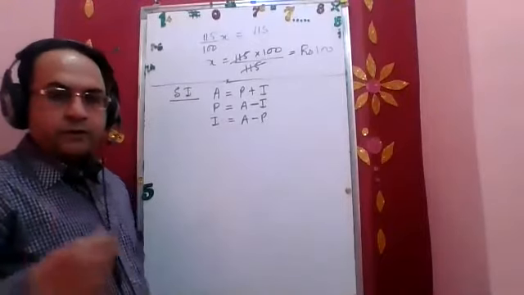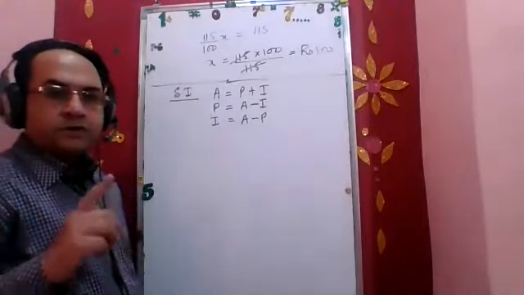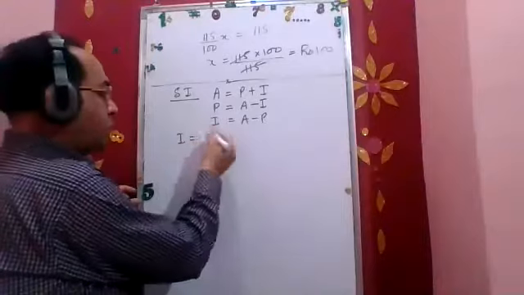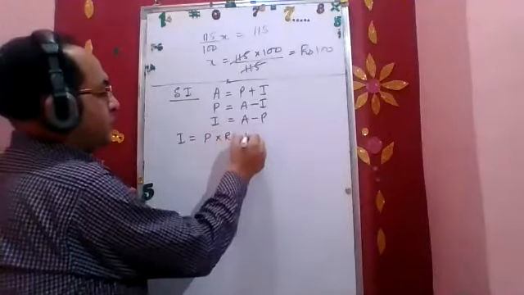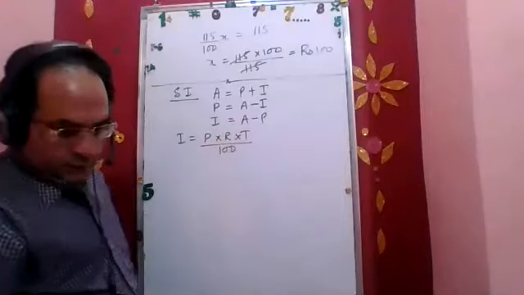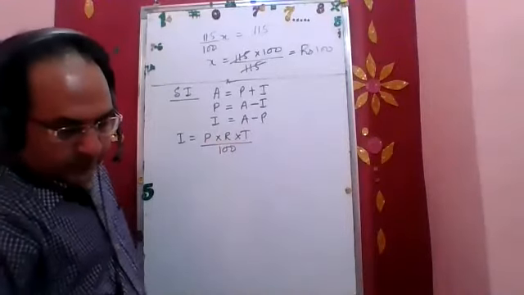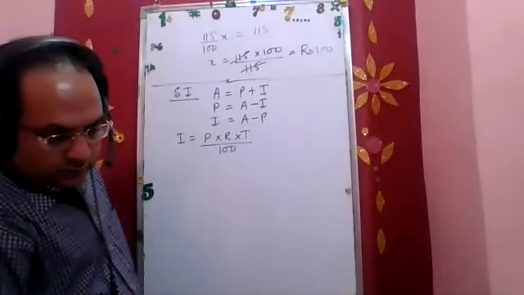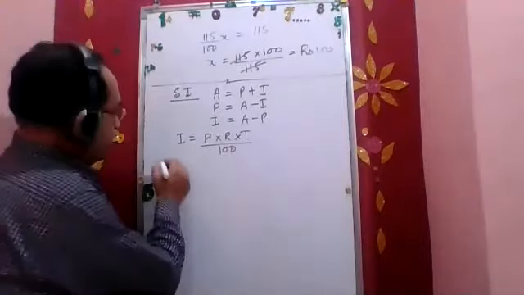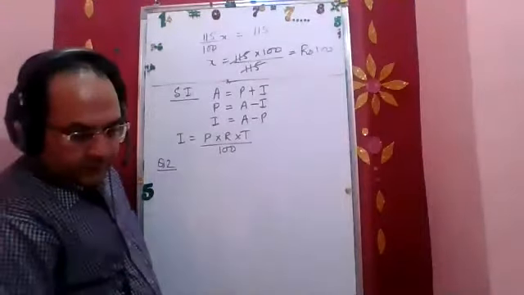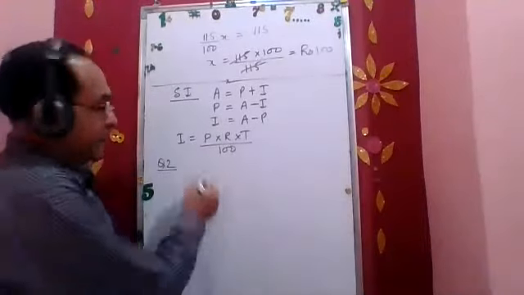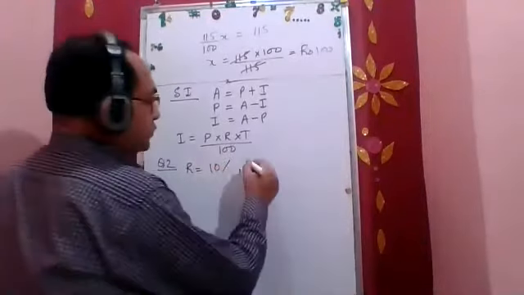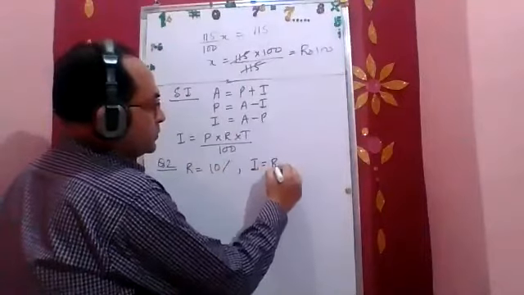Because simple calculation of interest, everybody will be able to do. Let me write that formula also. Simple interest is equal to P into R into T upon 100, that is principal into rate into time upon 100. So I am doing one question, question number 2, which says: what sum of money lent out at 10% per annum, that means the rate is 10%, would produce 150.